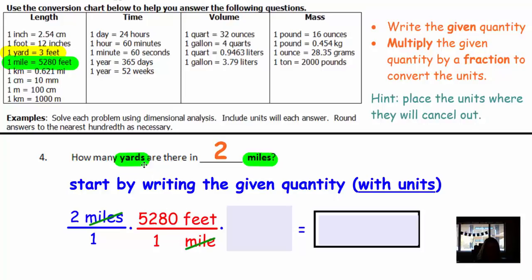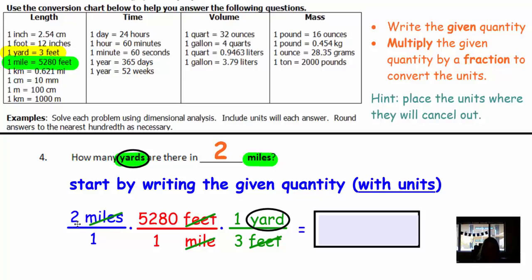Next, now we've got feet, we still need yards. So now we're going to look up here. We've got 3 feet in 1 yard. Feet's on top, so we're going to put feet on the bottom, yards on top. So 3 goes with feet and 1 goes with yard. All right, we get to cross out again. Feet and feet. Awesome. And we are left with yards. We'll double check. Yep, that's what we wanted. So we're good to go.